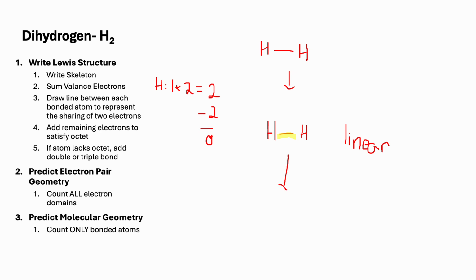But that's not the final step. The final step is its molecular geometry. So the molecular geometry, again, it only counts the bonded atom. So the good thing about this is there are no other electron pairs, so it's the exact same thing. It is a linear molecule. I'm not going to rewrite the word linear. So your molecular geometry for dihydrogen is a linear molecule.